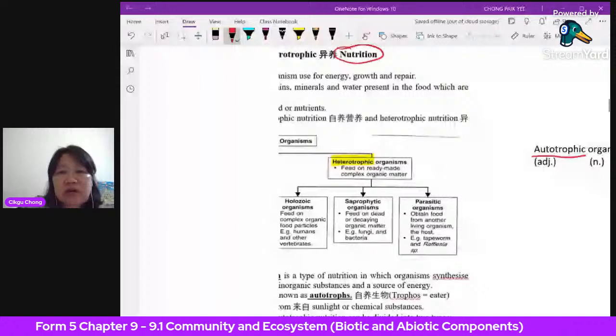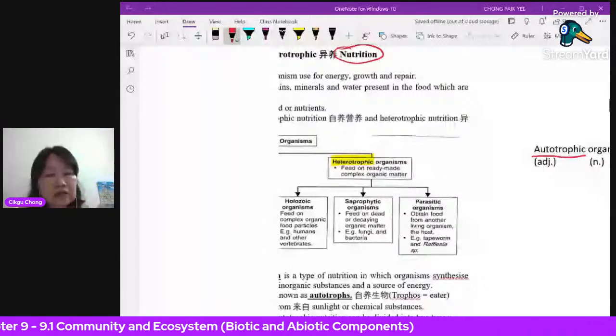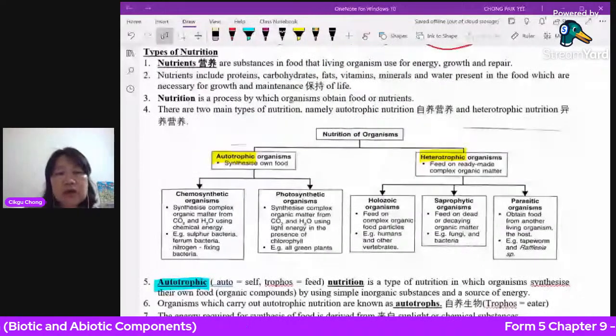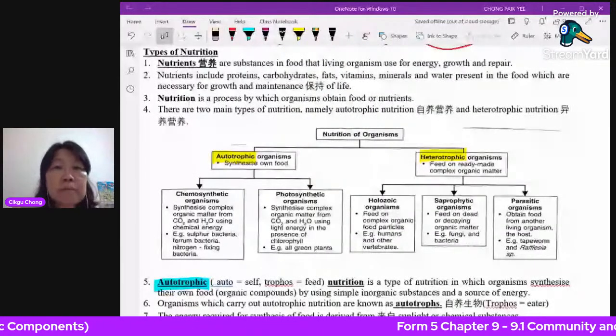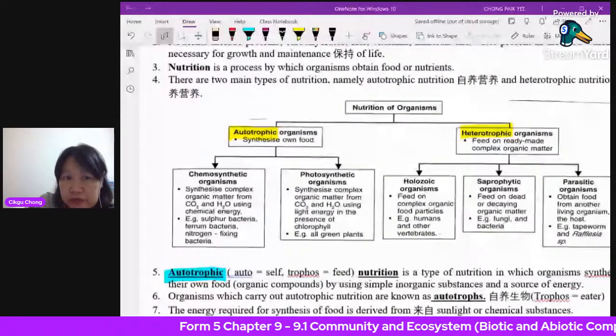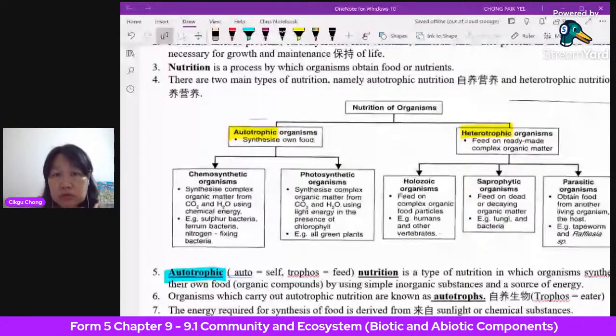On its own way, heterotroph also can. So under autotrophic, you have two types. What kind of energy do they use to make their own food? That is autotrophic. They synthesize their own food. That's called auto. Auto means 自动. They do it by themselves.